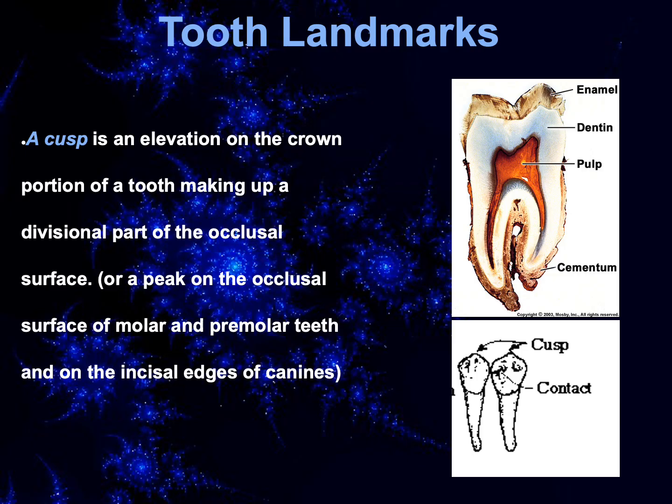A cusp, as you can see here, is an elevation on the crown portion of a tooth making up a divisional part of the occlusal surface, or a peak on the occlusal surface of molar and premolar teeth and the incisal edges of canines. It's the pointed end of the crown.